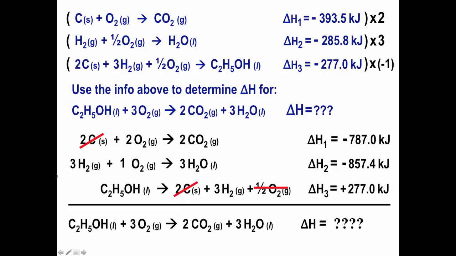And then we note that we can also cancel out hydrogen, 3 moles of each on the left and right respectively. And then we're left with ethanol, C2H5OH. 2 plus 1 gives us 3 moles of O2 on the left, and then 2 CO2s and 3 H2Os on the right. So everything works properly. And then we add our delta H's because we added our reactions, and we get a delta H of -1367.4 kilojoules for the complete combustion of ethanol.